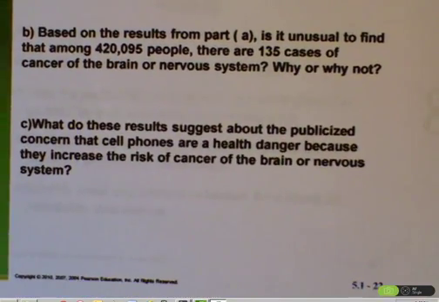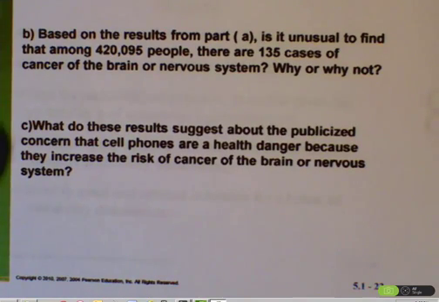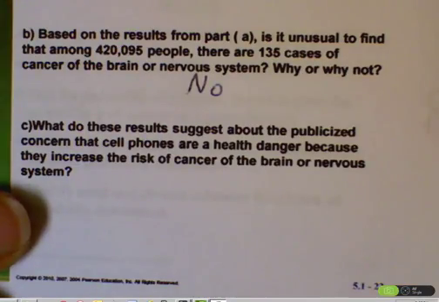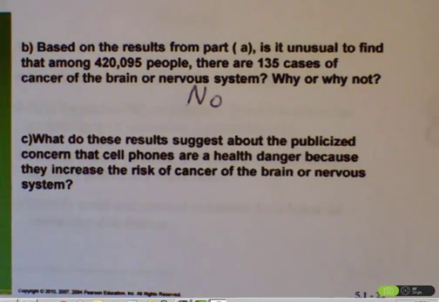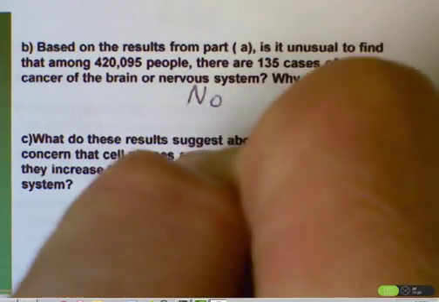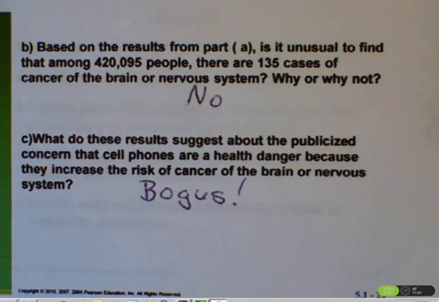So in the B part, based on our results, is it unusual to find in that sample there were 135 cases of that type of cancer? No, that was within 2 standard deviations of the mean. And what do these results suggest about publicized concern that cell phones are a health danger because they increase the risk of cancer? I'm just going to say that's bogus. I would have actually expected more than 135 people out of this sample size to develop that type of cancer, even if they had not used cell phones.